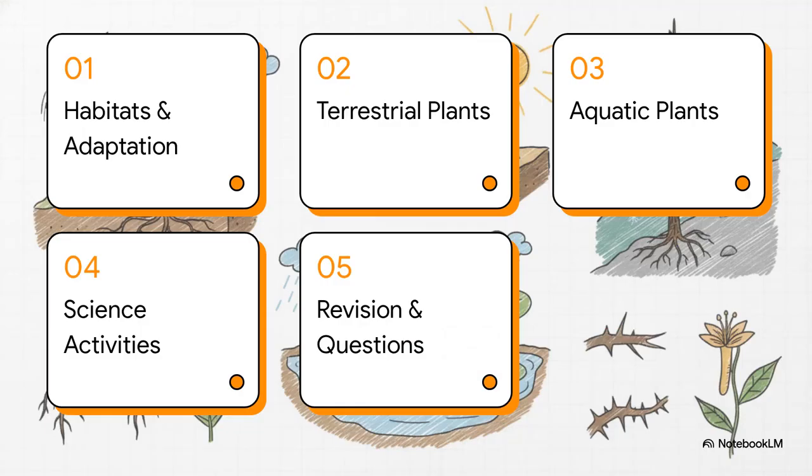Here are the 5 main topics we will learn today. First, habitats and plant adaptations. Second, terrestrial plants that grow on land. Third, aquatic plants that live in water. Fourth, a very fun science activity. And finally, a complete exam revision.